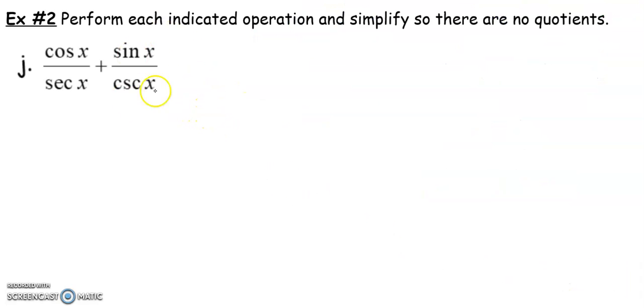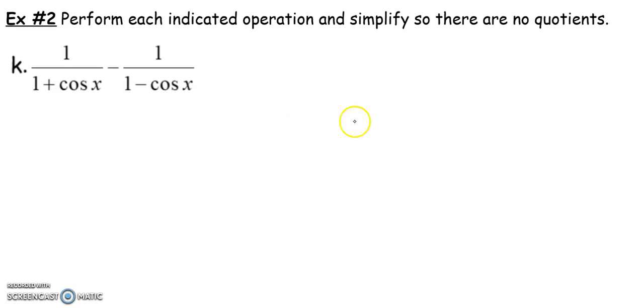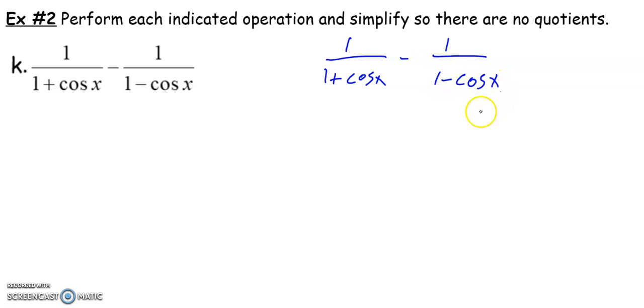When we get together tomorrow in class, I want to do this one together. I want to add these fractions together when we get to class. This one, though, I'm going to do on the video because this is worth putting out on the video. Again, to perform this operation, we want to subtract these fractions. To subtract fractions, they must have common denominators. So we're going to take the first one, 1 over 1 plus cosine x, minus 1 over 1 minus cosine x. The denominators are not the same.